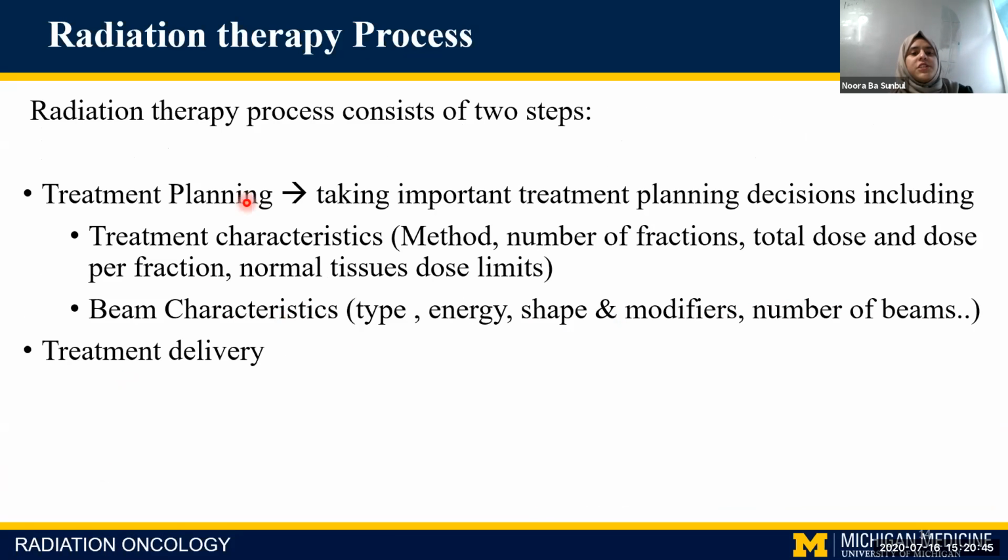Okay, how does the radiation therapy process go? It starts with two main steps. The first one is treatment planning, and the other one is treatment delivery. The treatment planning, you can think of it as the prescription of the treatment.